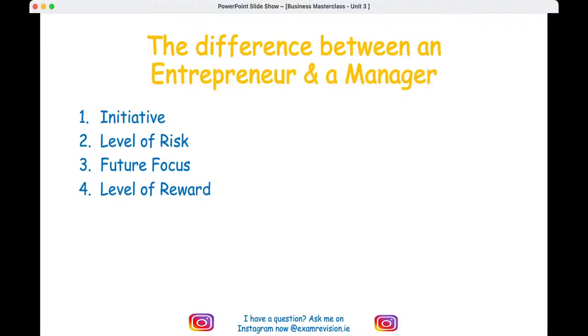Another difference could be future focus. So an entrepreneur is always thinking about the future, expanding on the business, where the manager is more day to day and thinking about the running and the operation of the business.